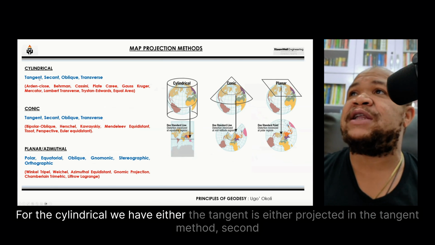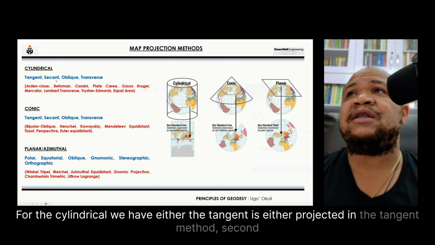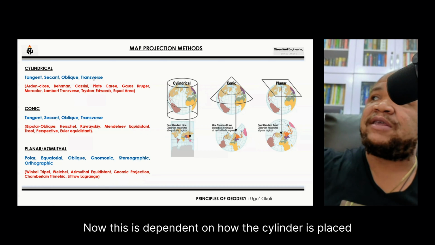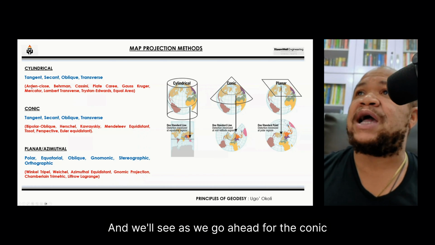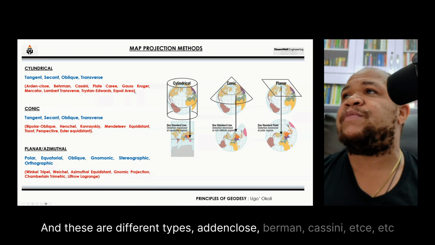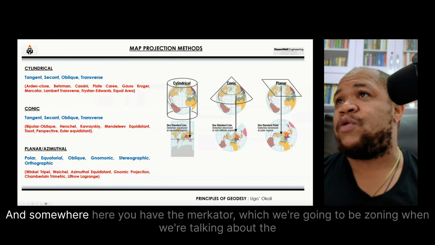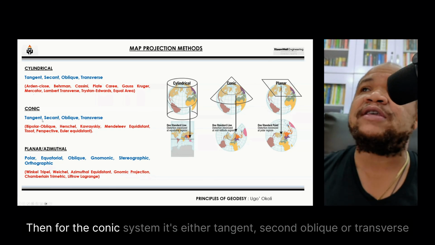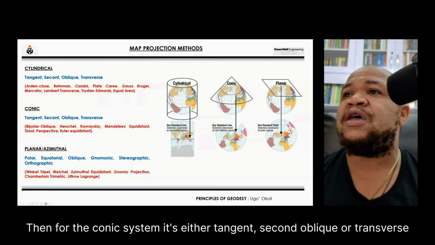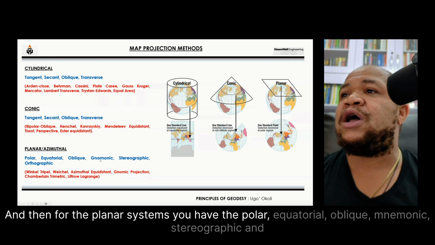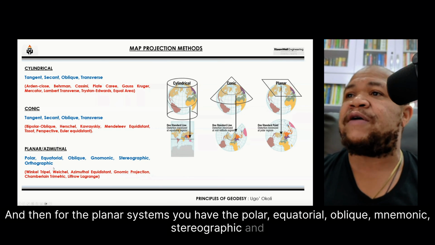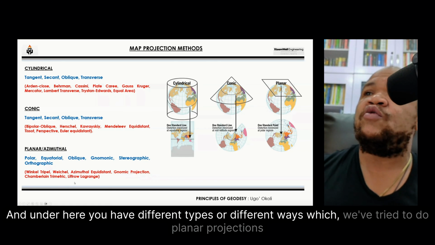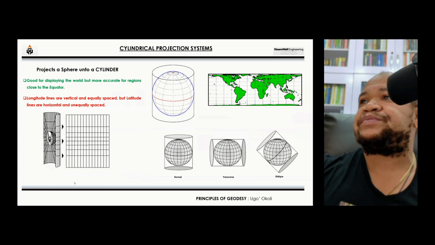For the cylindrical, we have either the tangent, secant, oblique, or transverse method. Now, this is dependent on how the cylinder is placed, and we'll see it as we go ahead. For the conic, there are different types: Arden Close, Bermans, Cassini, etc. And somewhere here you have the Mercator, which we're going to zone in on when we talk about the transverse Mercator. Then for the conic system, it's either tangent, secant, oblique, or transverse. And for the planar systems, you have the polar, equatorial, oblique, gnomonic, stereographic, and orthographic. And under here, you have different ways in which we've tried to do planar projections.